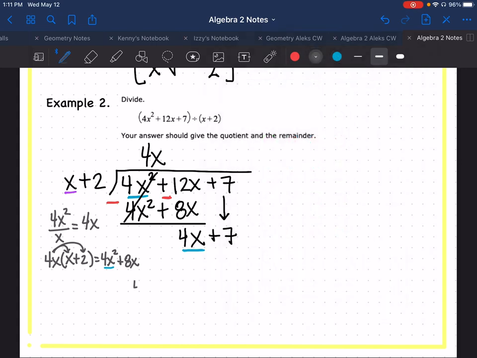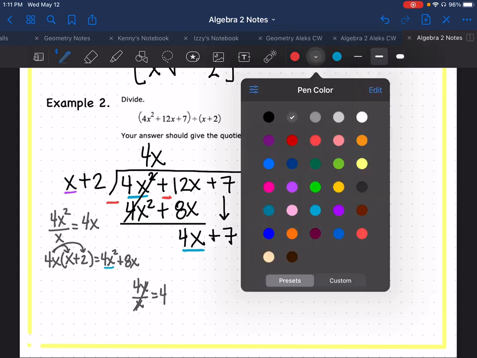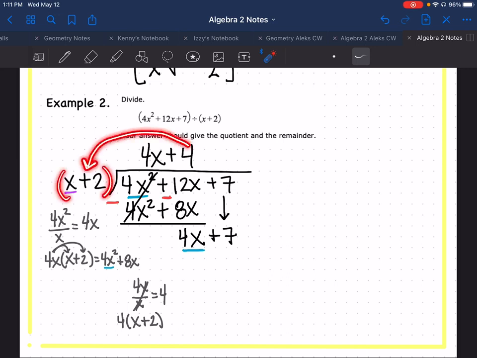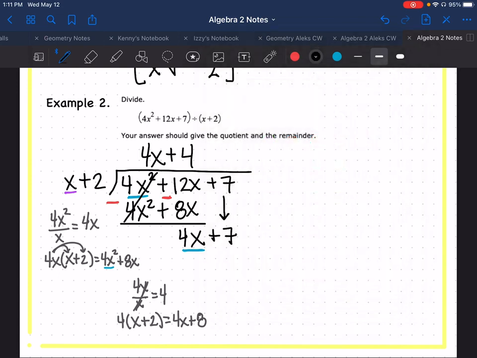So I'm going to think, what is 4x divided by that purple x? Here I can easily see that my x's will cancel, leaving me with 4, which I'm going to go ahead and put on the top. Because it is positive 4, I'm going to put a plus in between. If it had been negative 4, I would go ahead and put a negative. Once again, I'm going to distribute the 4 to the x plus 2 that is outside. So 4 times x is 4x, and 4 times 2 is 8. I'm going to go ahead and write that right here.